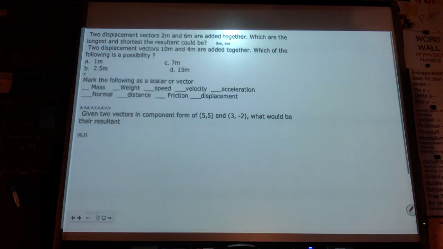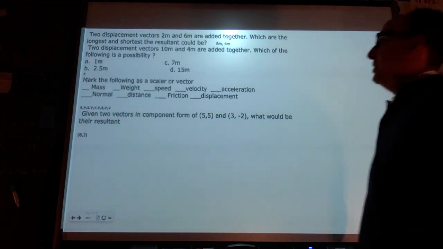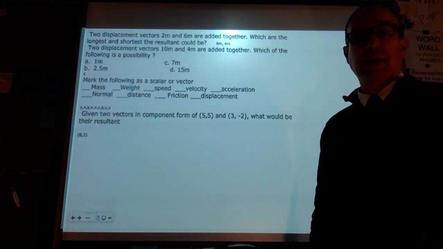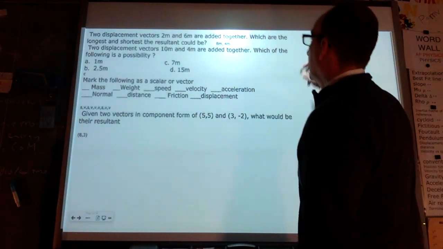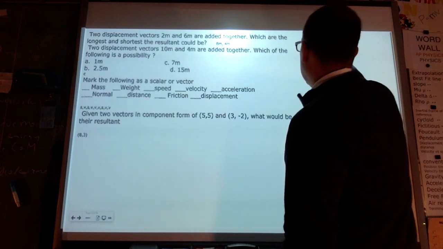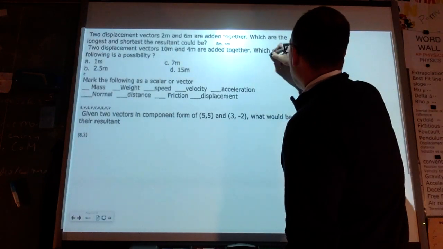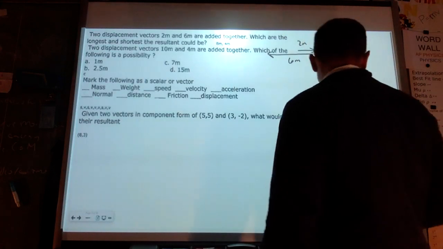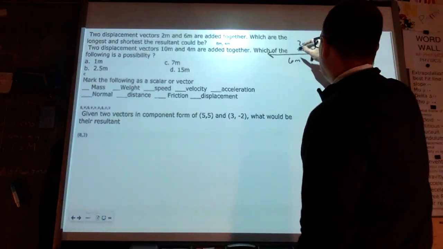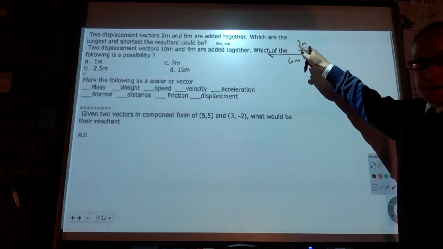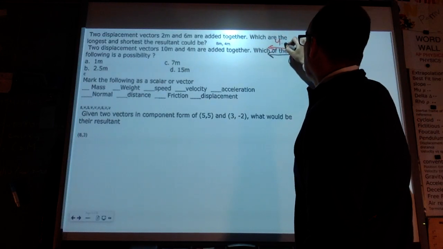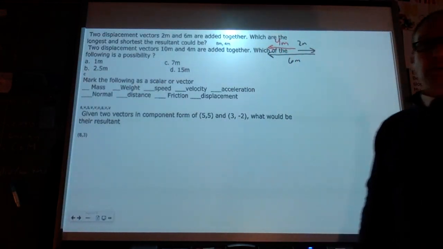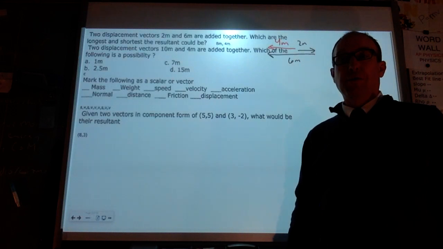All right, two displacement vectors, 2 meters and 6 meters, are added together. Which are the longest and shortest that the resultant could be? The shortest that they could be is if they opposed each other. So if I had a 2 meter this way and a 6 meter that way, the resultant would start where the first one started, so the back of the 2 meter, and end up where the last one ended up. And so it would be the subtraction of their two magnitudes.